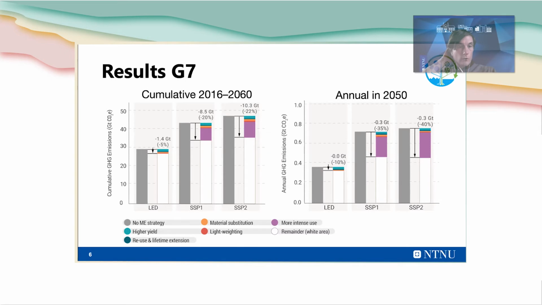My colleague, Tomer Fishman, will talk about these scenarios a little bit more in his talk in a few minutes. But we can see the LED scenario is basically a sufficiency scenario, so we actually see little potential to reduce the emissions further by means of our resource efficiency strategies. But looking at the SSP1 and SSP2 scenarios, we see quite an important potential to reduce greenhouse gas emissions. The most important contributor here is more intensive use, the purple part of it, but also material substitution. So using wooden buildings instead of brick buildings has an important potential, but also higher recycling rates, lightweighting and reuse show an important effect for reduction.